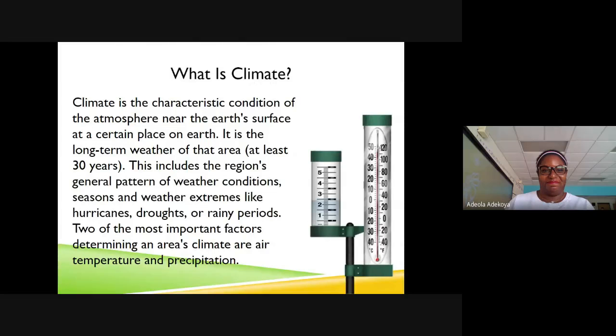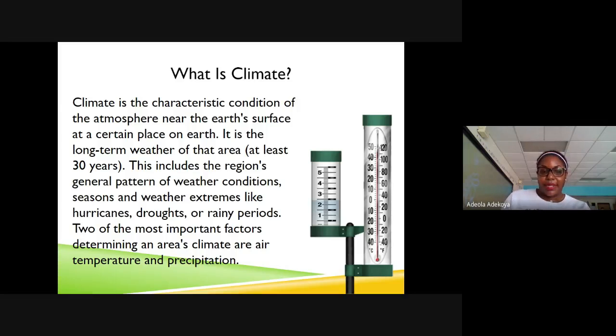Thank you. All right. So what is climate? Climate is the characteristic condition of the atmosphere, so the air near the Earth's surface, in a particular place on Earth. So basically it's what is the condition of the atmosphere in a particular place on Earth.